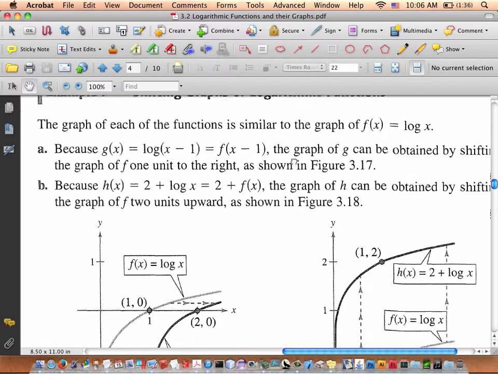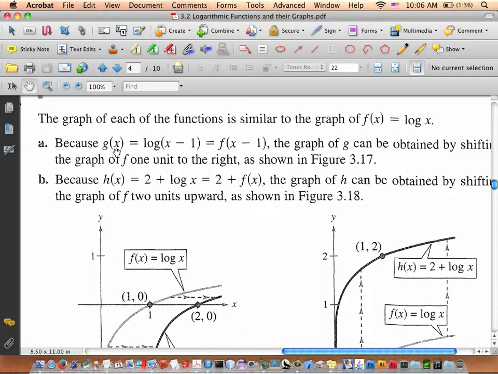Now, what we're going to do here, Seth, is we're going to create a new function g that's equal to the logarithm base 10 of x minus 1. What's the transformation that's happening here? Right 1 unit. To be up 1 unit would have to be what? On the outside of the logarithm. So this is 1 unit to the right.